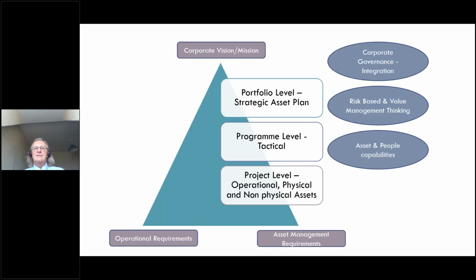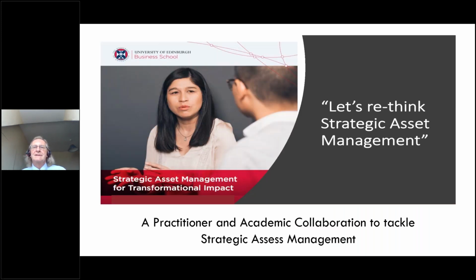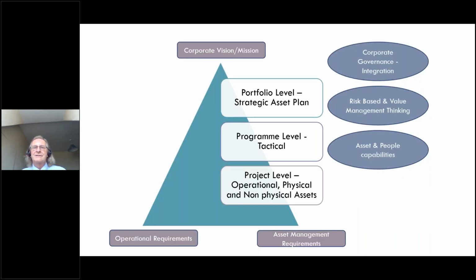All right, so what we basically thought of as a very general model for the situation, because you've got the corporate vision and mission at the top, then you come down and you've got the portfolio level, strategic asset plan, program level, project level. But you've got operational requirements and asset requirements, and these are all tied in with the ideas that we've had.